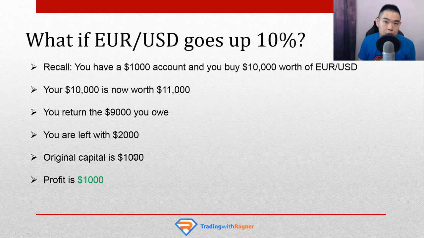Number one, leverage is the ability to trade a larger amount of money relative to your account size. And as you have seen, leverage is a double-edged sword. It can amplify your gains or losses. And finally, we talked about the different types of lot sizes in the Forex market: standard lot, mini lot, micro lot, and nano lots.